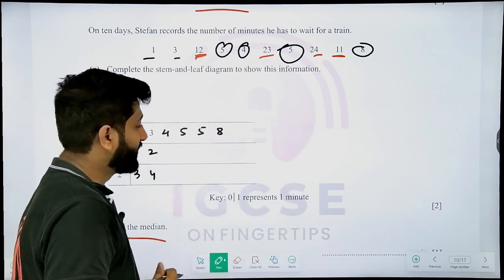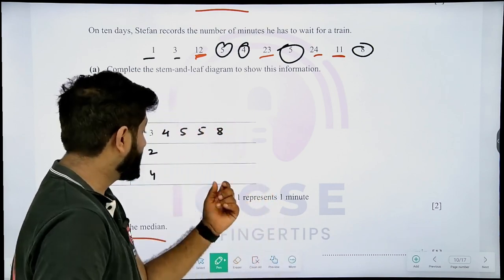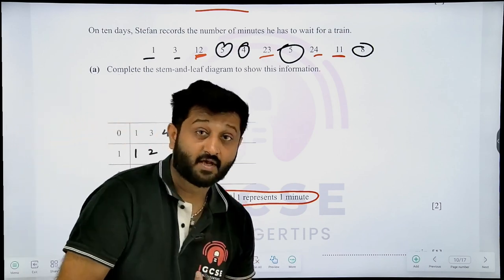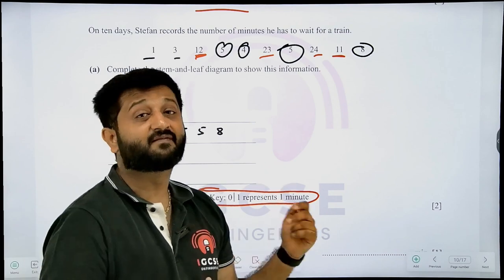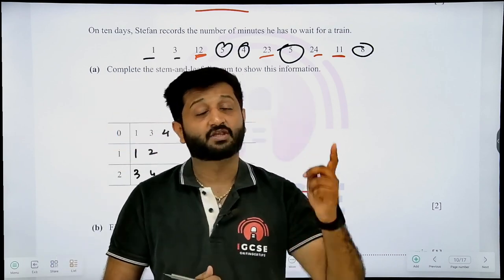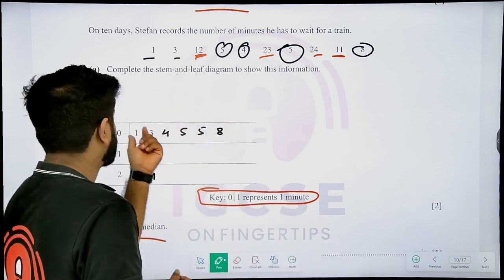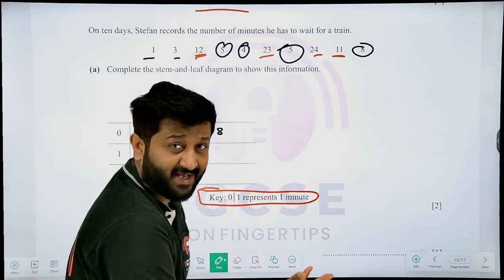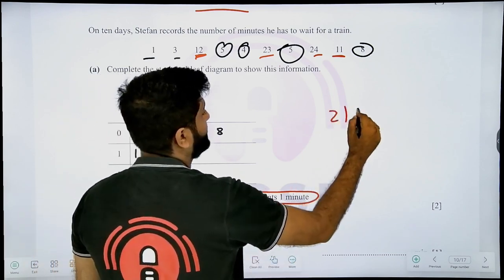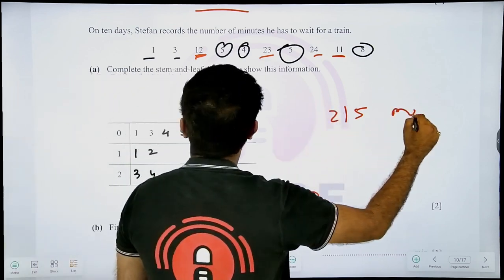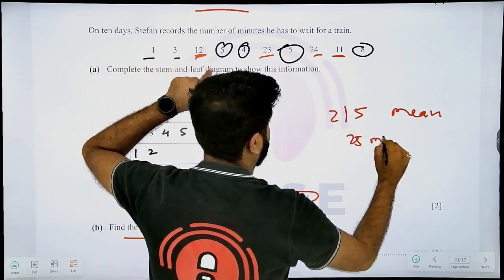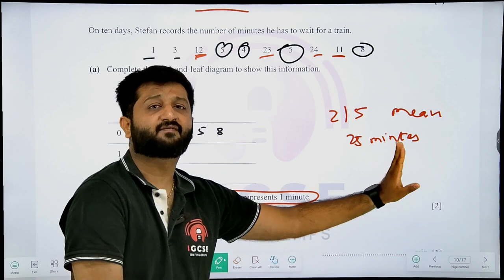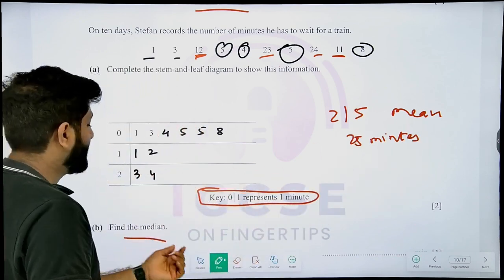Next, find the median. In one of the papers they had given this as blank. They had also told you to write the key. So always remember that whenever you plot a stem and leaf diagram, you have to mention the key. If the key is not mentioned, then you have to mention it. The key can be any given value, even a value which does not exist. You can write simply, let's say, 2|5 represents 25 minutes.